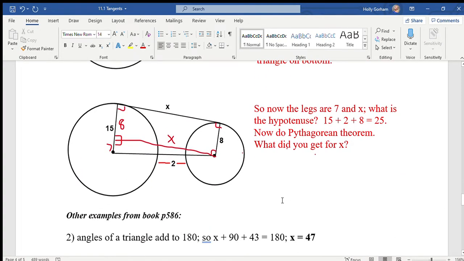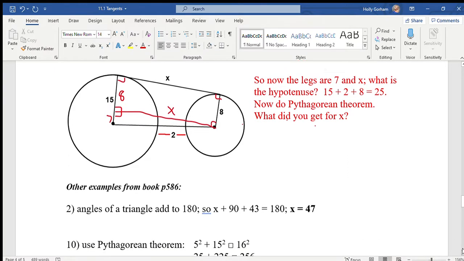As we scroll down, notice that when you draw that line over, if x is on the top, x is on the bottom, 8 is on the right, 8 is on the left, which means if this whole radius was 15, 15 minus 8 would be 7. Again, if we could find the hypotenuse here, we would be able to use the Pythagorean theorem. If this radius is 15, the length between the circles is 2, and this radius is 8, that would make the hypotenuse 25. So we do 7 squared plus x squared equals 25 squared. What would you get for x? If you solve through it, you should find that x is 24.